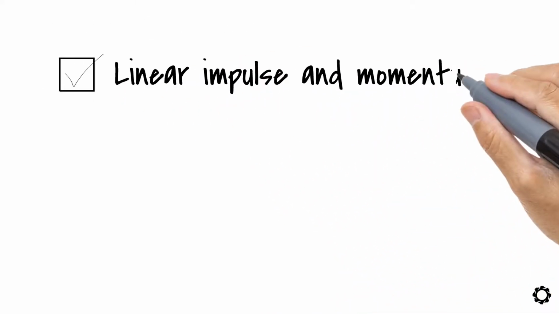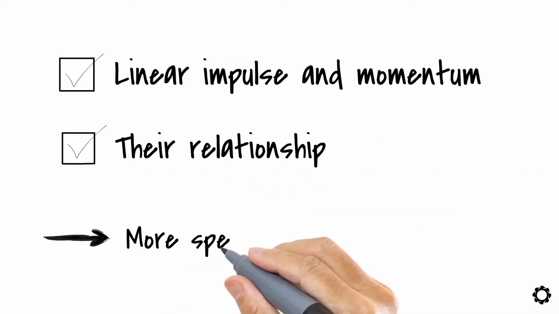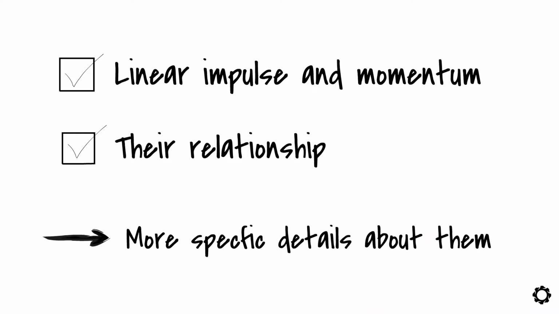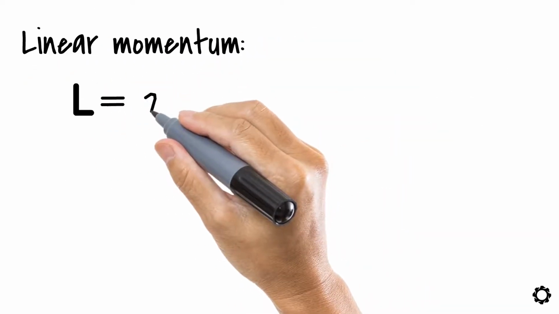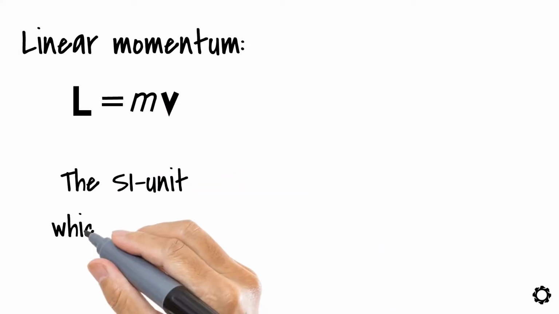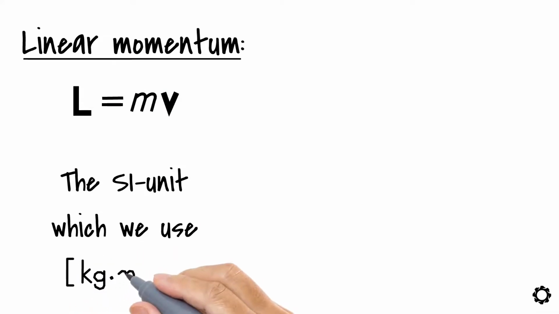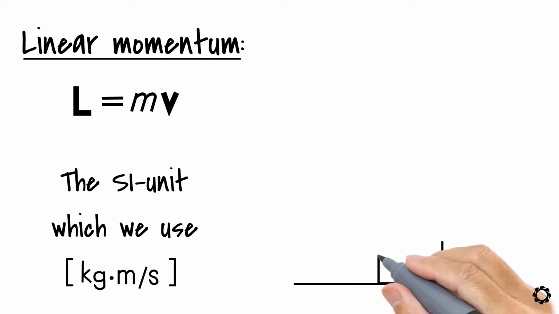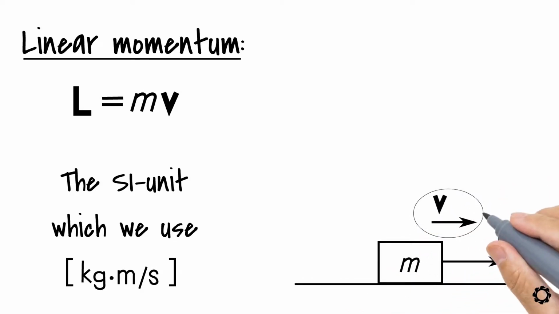Now that we understand what is meant by linear impulse and momentum and what their relationship is, let's go through some more specific details about them. As we have covered, linear momentum is the product of the mass and velocity of an object. The SI unit which we use for linear momentum is kilograms times meters per second. Notice that momentum is a vector of which the direction is the same as the velocity vector of the object.